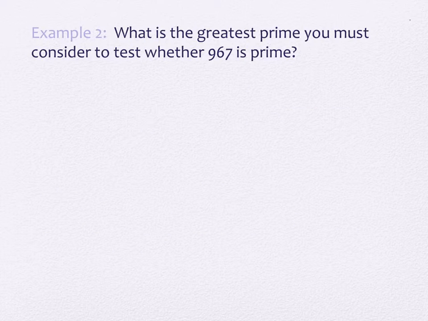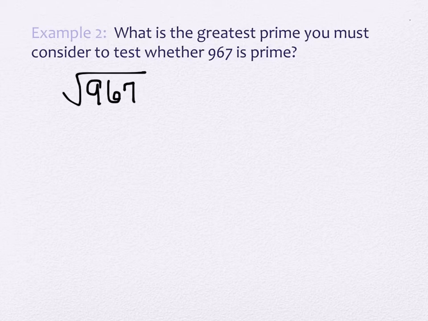So here's an example, 967. Again, it's a weird number, right? The question says, what is the greatest prime you must consider testing to decide if 967 is prime? So you take 967 and you find its square root. 31 point what? 0.1? Okay. So 31.1. Obviously, this is not a prime number, it's a decimal, right? What's the biggest prime number smaller than 31.1? 29. Is 31 prime? Yeah, actually 31 would be the number.